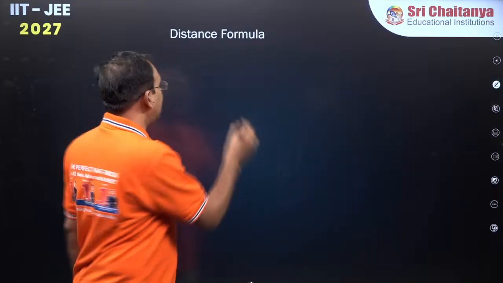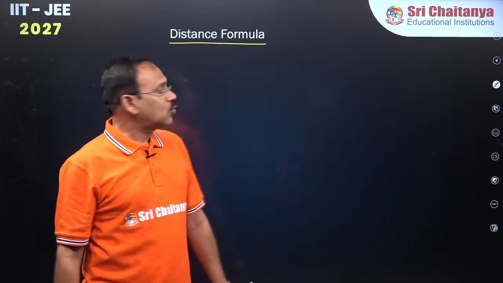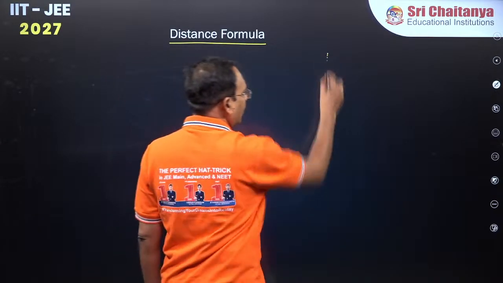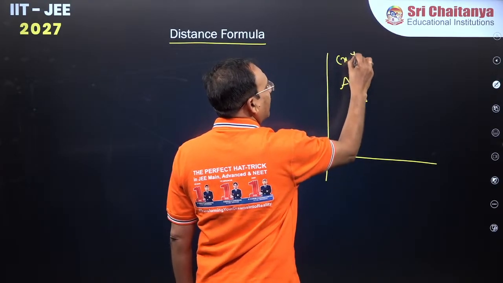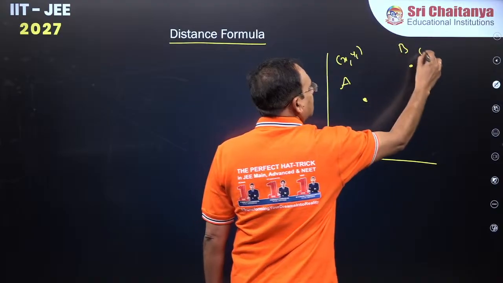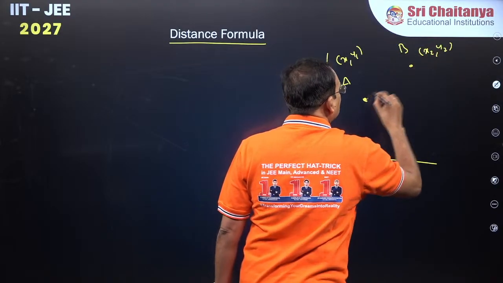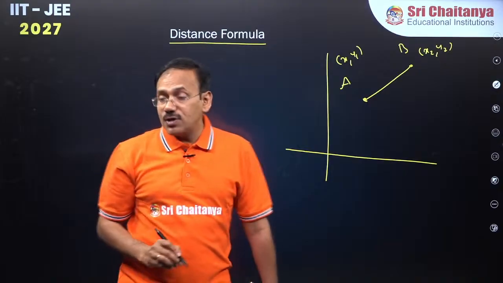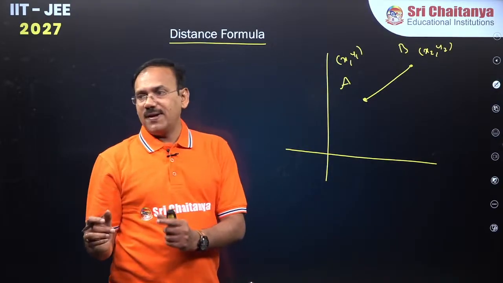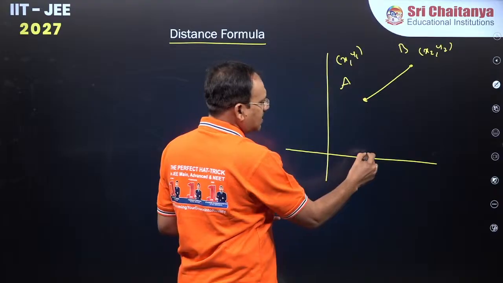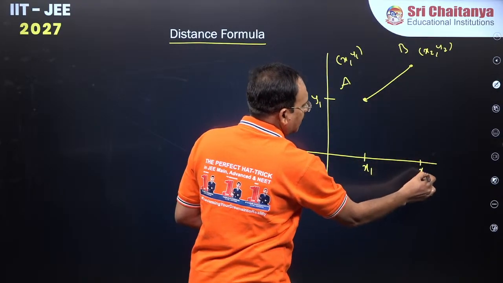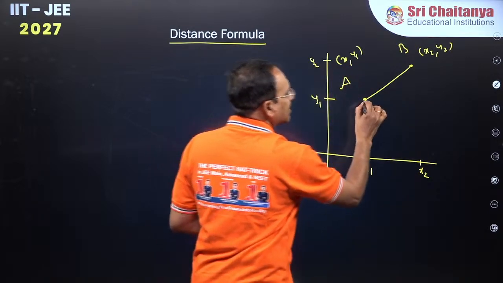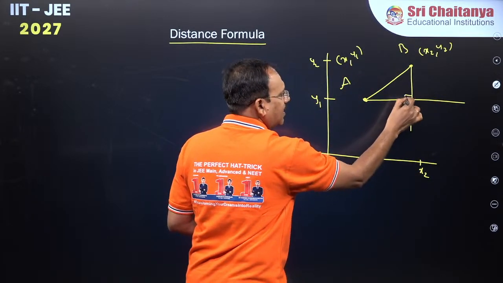Next, concept number 1, the distance formula. How to find the distance between 2 points in a plane. Suppose there is a point A, say (x1, y1), and another point B, say (x2, y2). I'd like to calculate this distance without using any measuring instruments. It is very simple. If this number is x1, this is y1, this is x2, and this is y2, you just draw a horizontal and a vertical line, making 90 degrees.